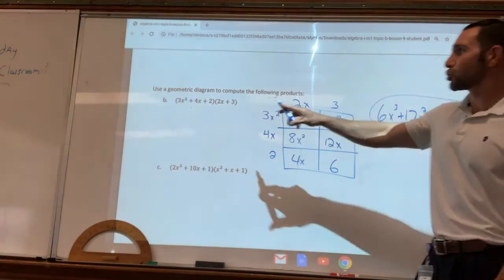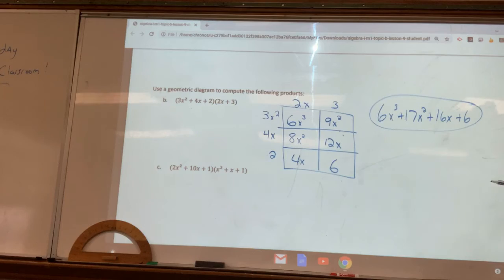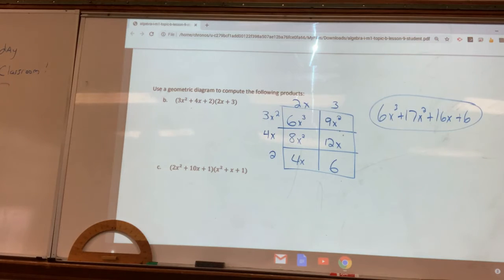Multiplying a trinomial by a binomial, I end up with a polynomial with 4 terms. There's a name for it, but there's 4 terms.